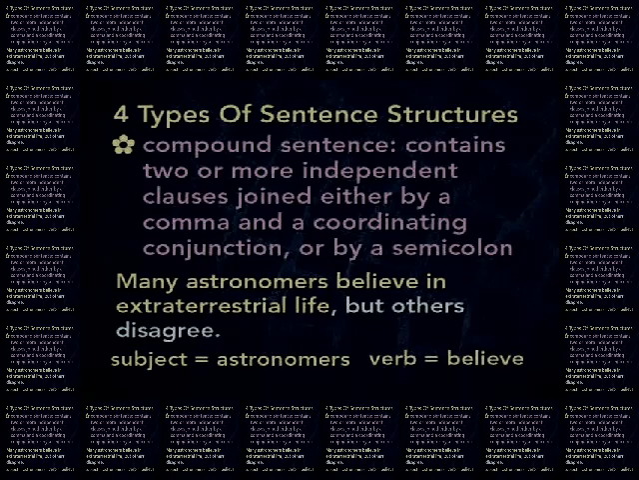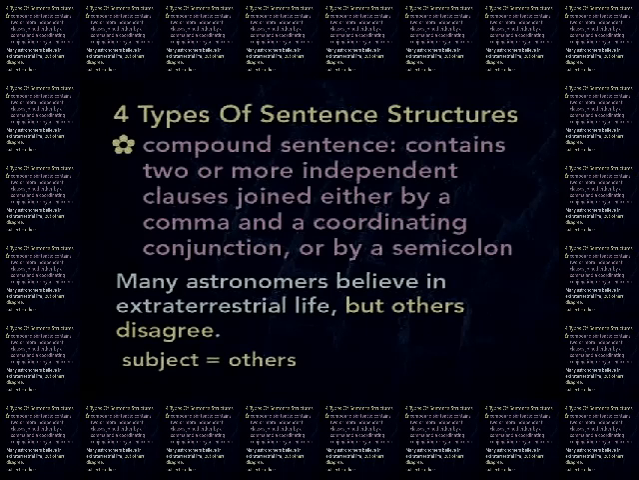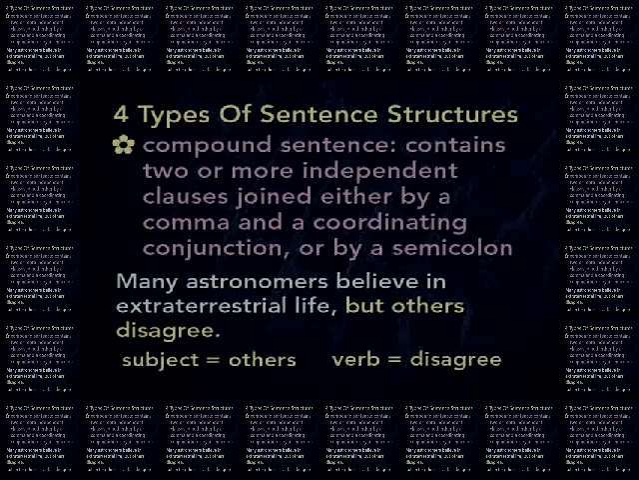Then we have the clause, but others disagree. That could also stand alone as a sentence. It contains the subject others, the verb disagree, and the word but tells you that there's a contrast to the preceding idea. Nonetheless, it could stand alone as a sentence. It's perfectly all right to begin a sentence with a word like but or and. In any case, this is another independent clause. So this could have been set up as two separate sentences.